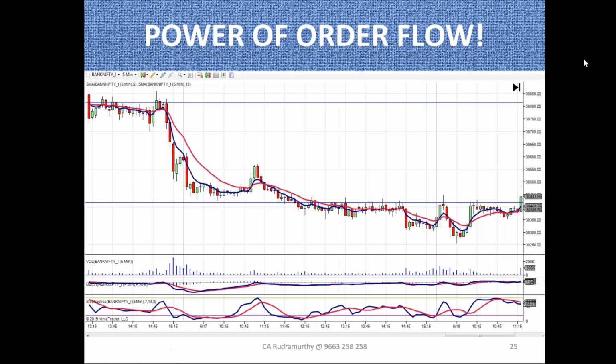Friends, now comes the real learning of order flow. Right now I want to show you how powerful order flow is, because till now all your technical indicators could not tell you whether a breakdown or a breakout was real or false. But now, with the help of order flow, you can tell whether a breakout or a breakdown is real or false. How many of you watching this video want to clearly understand through order flow whether a breakout or a breakdown is false or real?